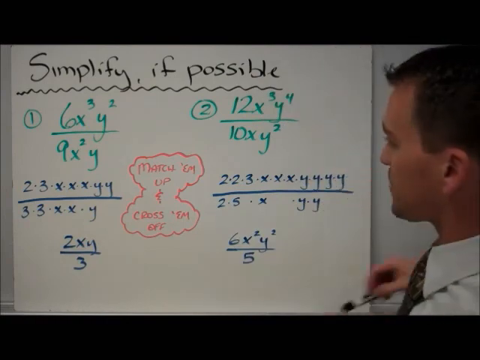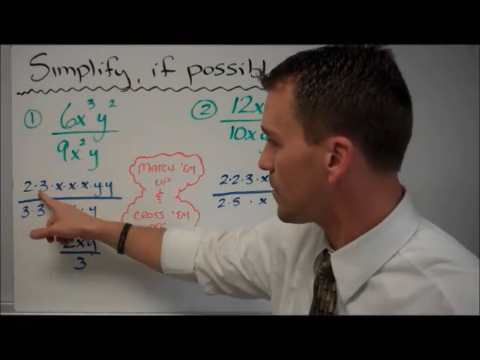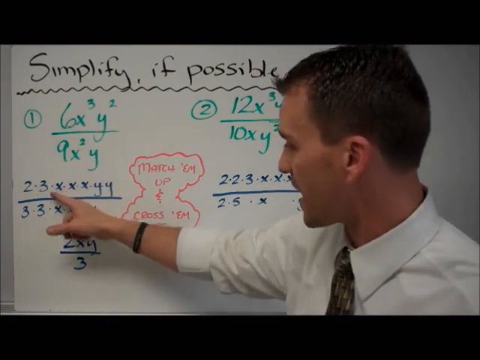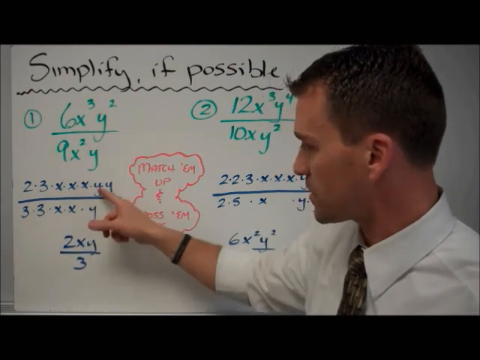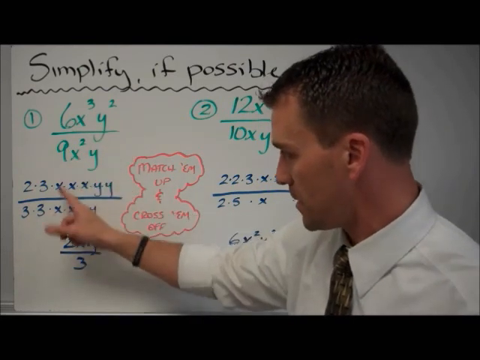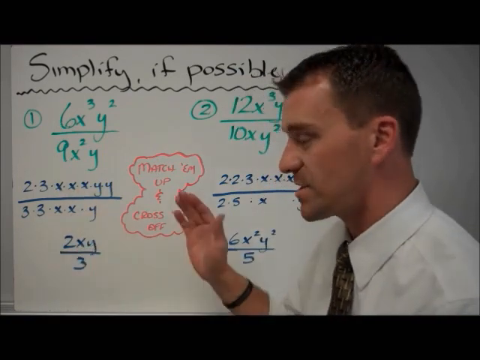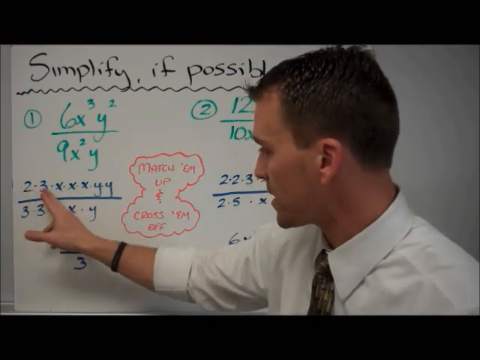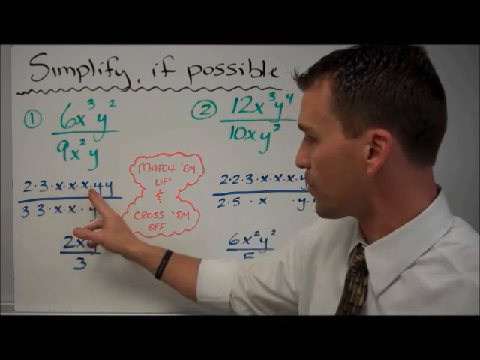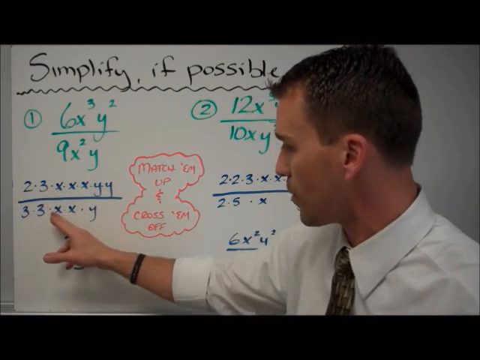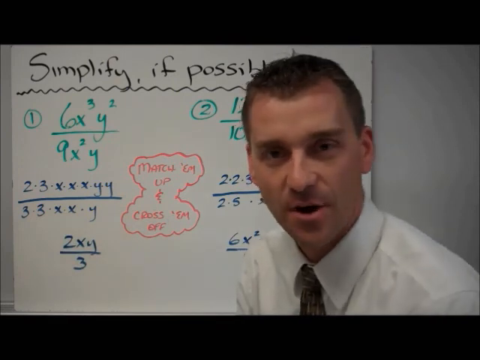I've taken this 6 and written it as 2 times 3. X to the third is x times x times x. Y squared is just y times y. Likewise, the 9 I wrote as 3 times 3. This is x times x and this is y. Notice they're all multiplied. It's multiplication, multiplication, multiplication, and so on. Ha! Thought I stuttered, but I didn't.